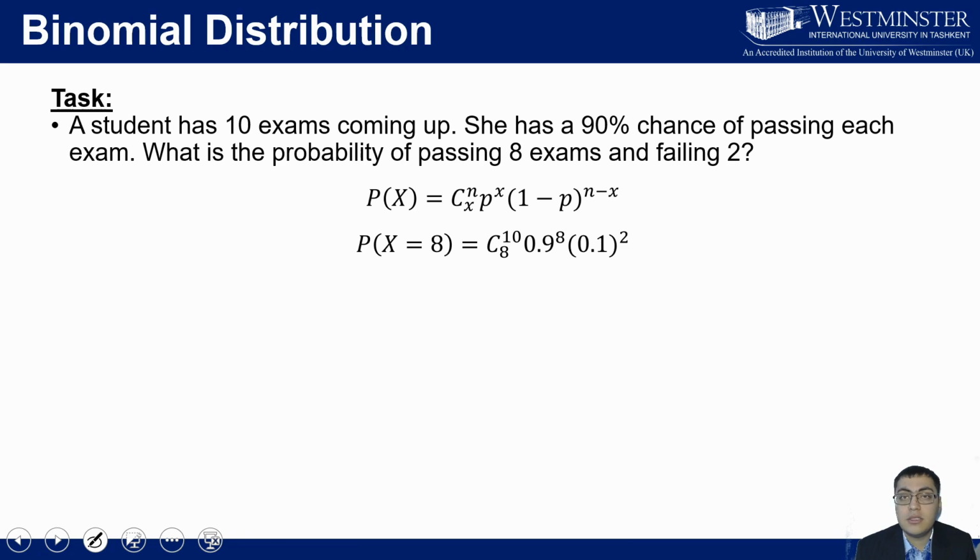Now, here is a task that I would like you to do right now. So pause this video, look at this question, and try to solve it. Right, so in this task, it says, a student has 10 exams coming up. She has a 90% chance of passing each exam. What is the probability of passing exactly 8 exams and failing exactly 2? So I want you to do this task on your own right now, and I'm going to be posting the solutions for this later in the week.